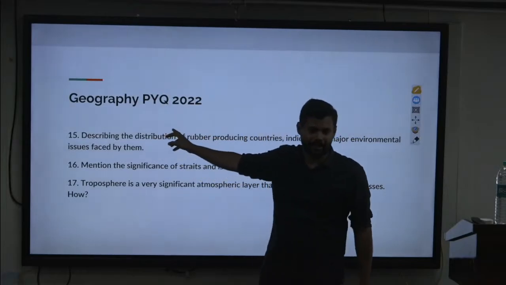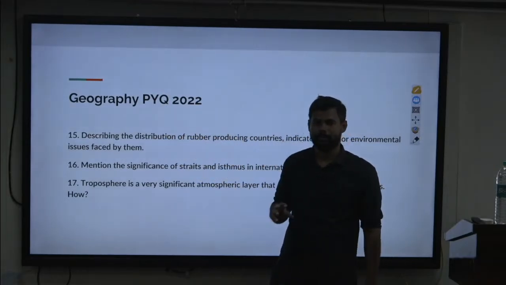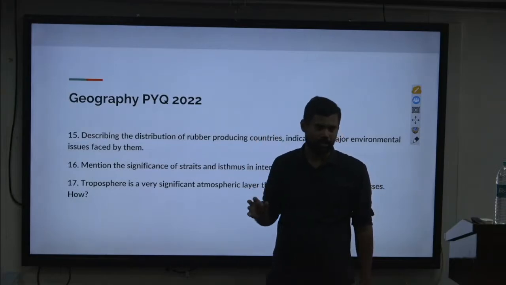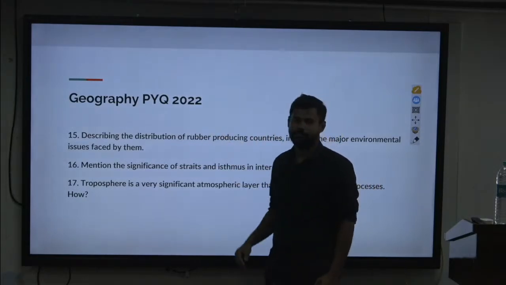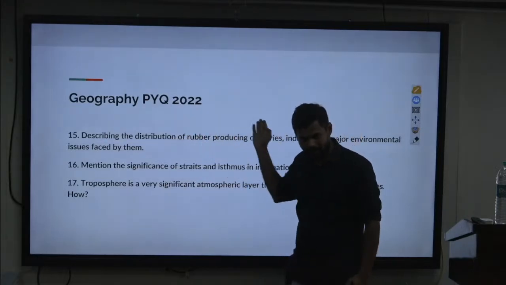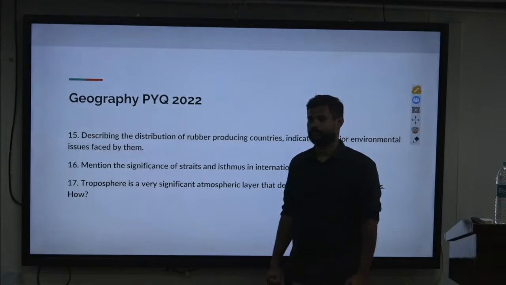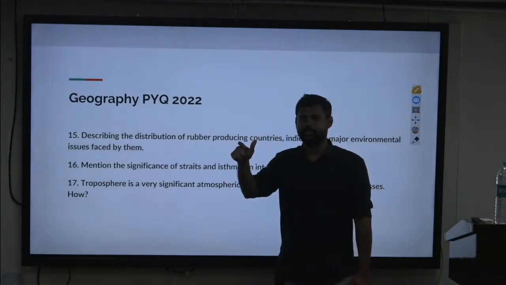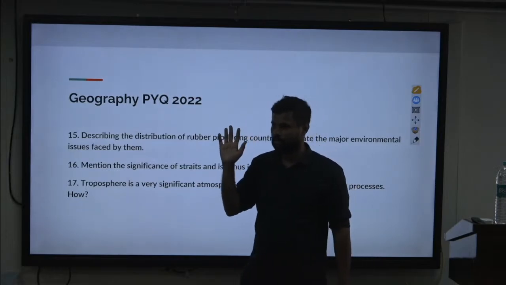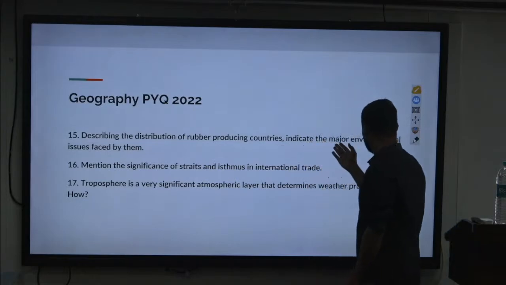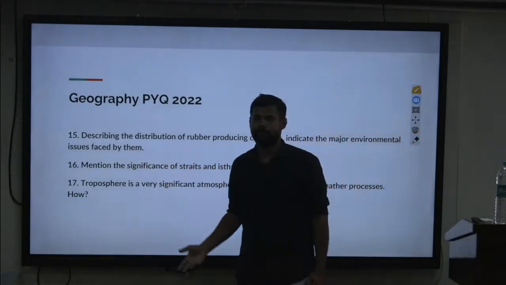In that world climatic types, you have studied the equatorial type. Equatorial type is mainly producing plantations, especially rubber. So put the same thing here. The distribution of rubber producing countries is nothing but the distribution of equatorial type of climatic countries. Now obviously, you know the disadvantages of plantation agriculture. Yes or no? The same disadvantages of plantation agriculture, you bring it and tell what are the major environmental issues faced by them. Your answer is over.